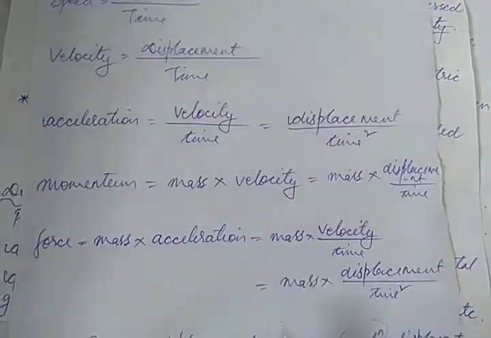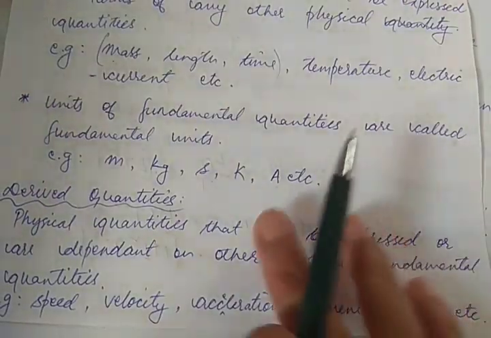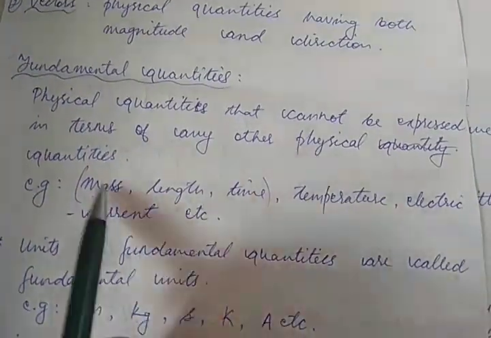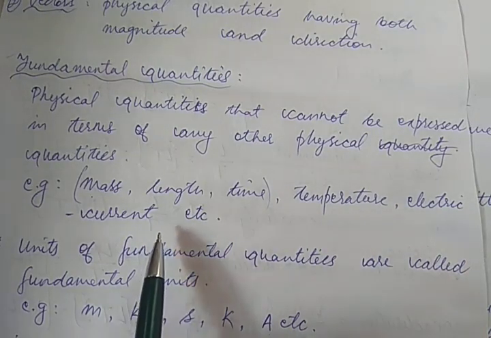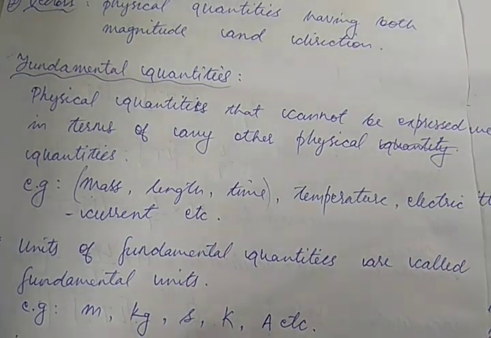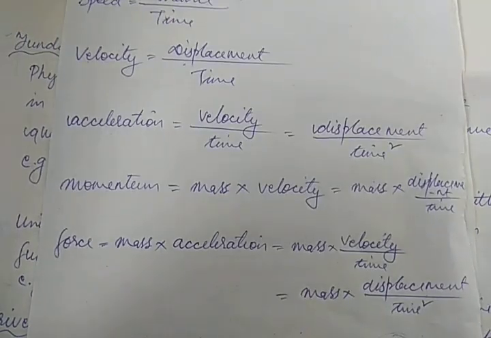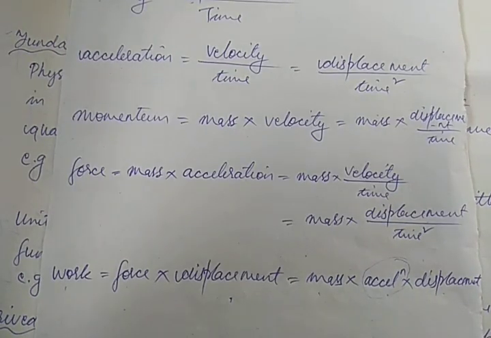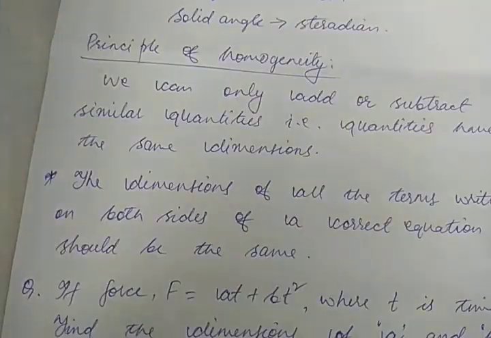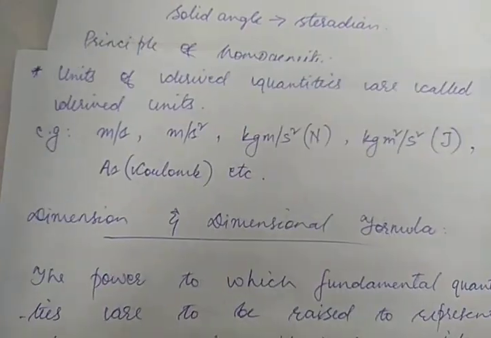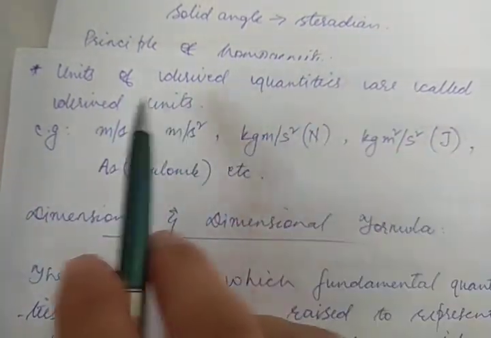So these are the most basic fundamental quantities: mass, length, time, temperature, electric current, and like I said, intensity of light. These are fundamental quantities. Every other physical quantity that you come across, like I've mentioned over here, is a derived quantity. Understand that clearly. And of course the units of derived quantities are called derived units.